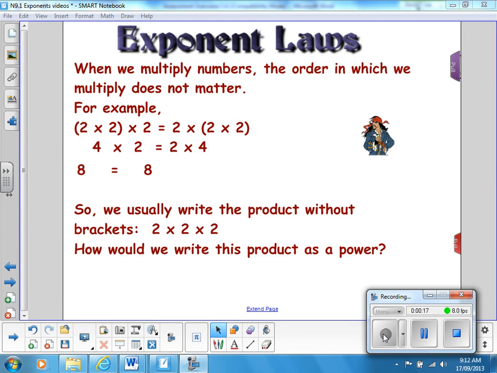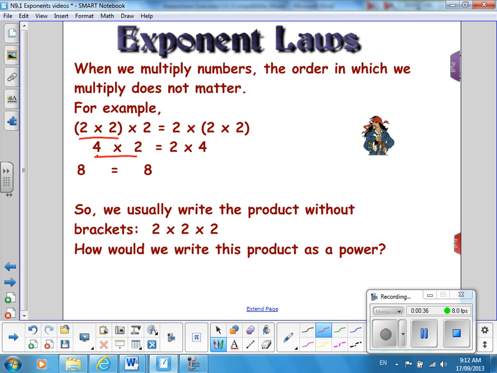When we multiply numbers, the order in which we multiply does not matter. For example, 2 times (2 times 2) is the same as (2 times 2) times 2. If you follow your order of operations on the left-hand side, we do what's in brackets first. 2 times 2 is 4. 4 times 2 is 8. Here we do what's in brackets first. 2 times 2 is 4. 2 times 4 is 8. It does not matter which order we multiply.